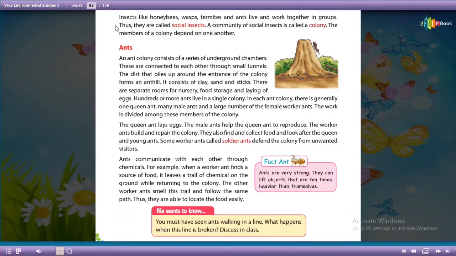Thus, they are called social insects, and in this way, they are called social insects.